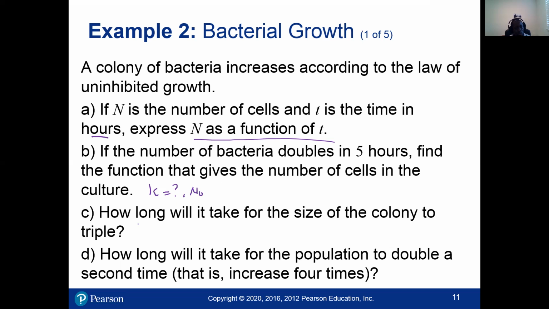C, how long will it take for the size of the colony to triple? So this will be triple, that's 3 times. In other words, N of t is equal to 3 times the initial amount. Then D, how long will it take for the population to double a second time? That is increased by 4 times. So in this case, your N of t is equal to 4 times the initial. So 2 times that doubles, triples, and quadruples, and so on.